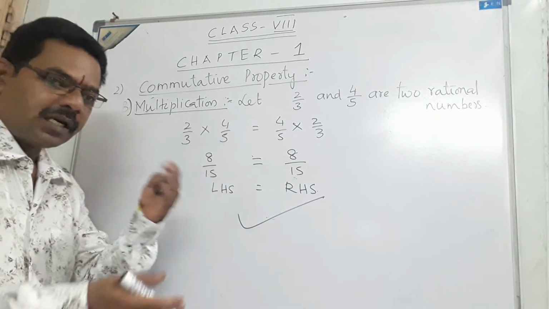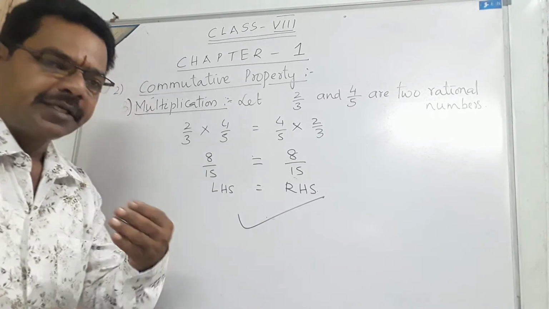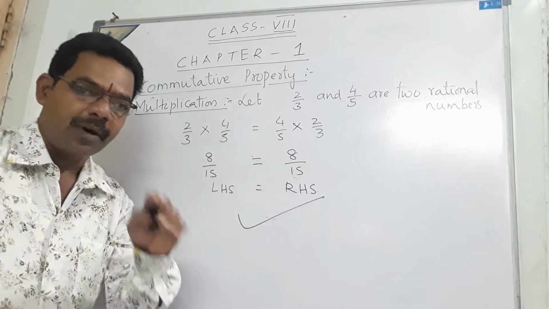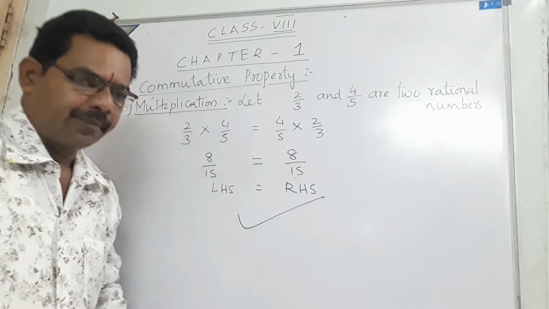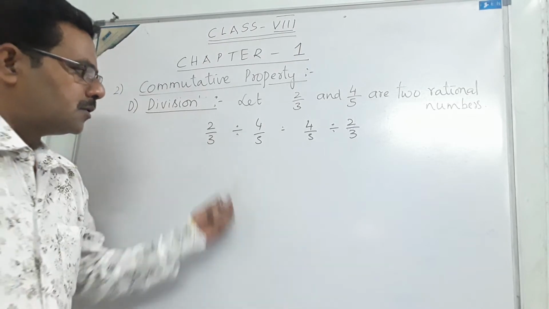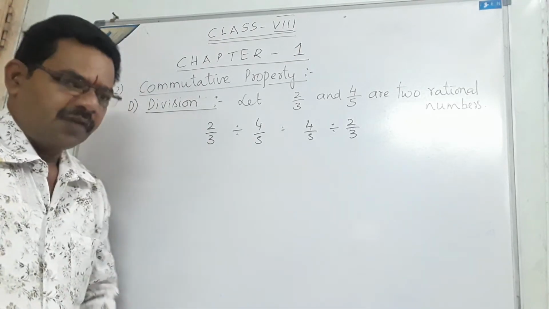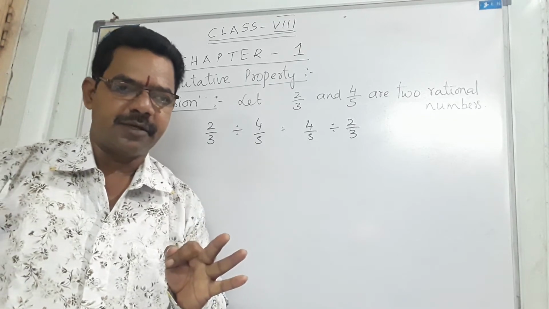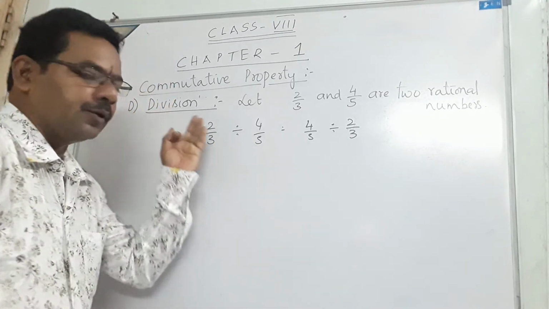Okay, so finally we can write general terms: addition, subtraction, multiplication and division. First of all, we have to understand with the help of some examples. Okay now, the next one is division, the fourth one. Addition is completed, subtraction is completed, multiplication is completed. Now we are entering into division.